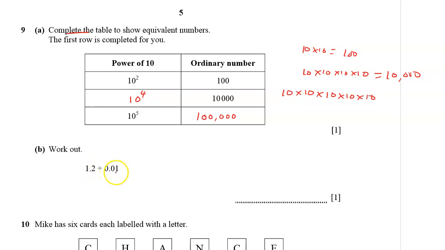Work out 1.2 divided by 0.01. Remember, you're not supposed to use a calculator here. So the easiest way to work out this is write 1.2 divided by 0.01. And I will want to make these numbers whole numbers. So you can see this is 0.01. So I can multiply this by 100. And also I multiply the numerator by 100. When I do that, I'm not changing anything because if you cancel the 100, you still get your number. So 1.2 times 100 will give us 120. And 0.01 times 100 will give us 1. So 120 divided by 1 is 120. That is what you write right there.